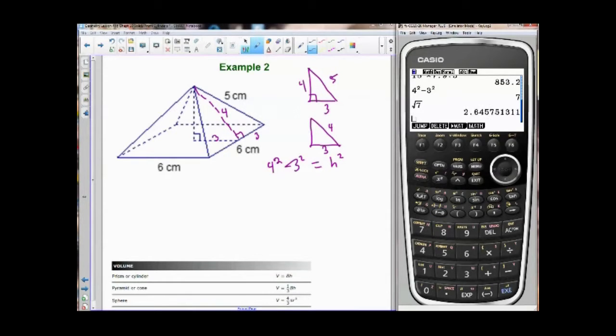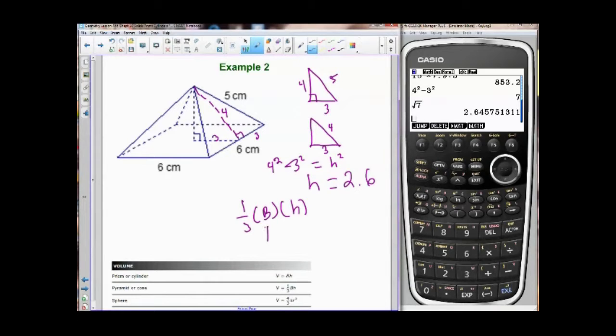And let's go ahead and do approximate. We got 2.6. So my height is, where's my pen? H is equal to 2.6. And then we do our 1/3 base times height. And I'm going to throw it all in the calculator. Now this is just 6 times 6 is 36. And this is just 2.6. And it's all going to be all over 3.